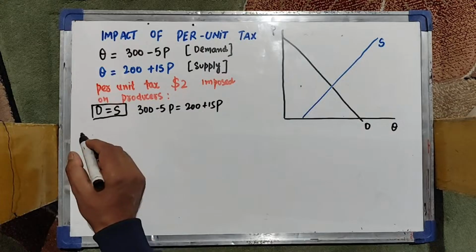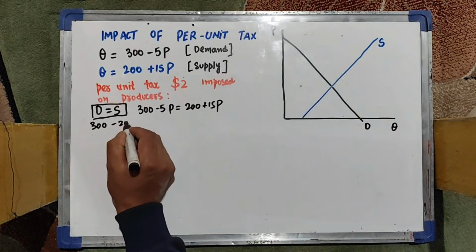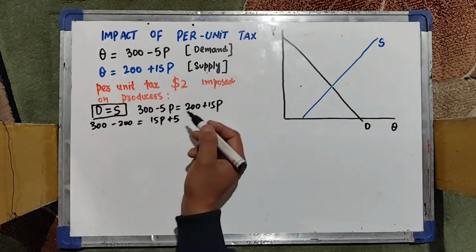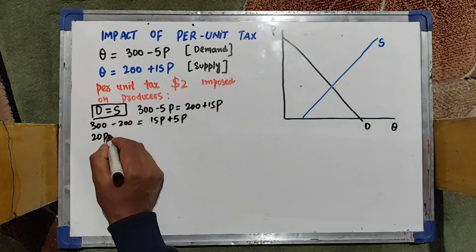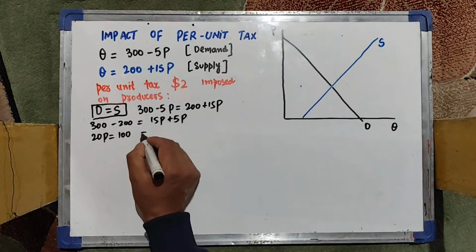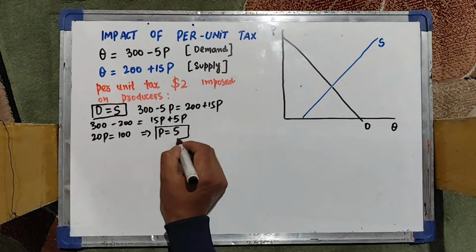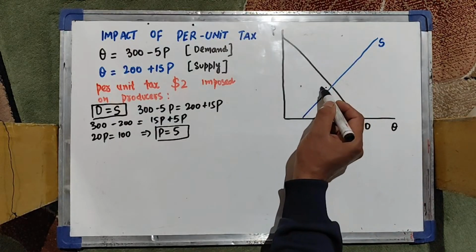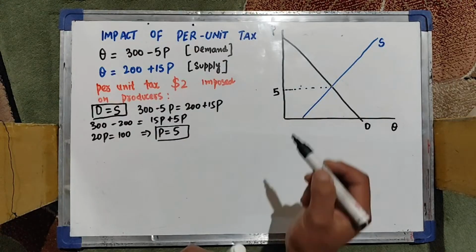Okay, solving for p, we have 300 minus 200 is equal to 15p plus 5p. Transposing the terms, we get 20p is equal to 100, dividing both sides by 20, so price will initially be equal to $5. So initial equilibrium price is $5. If I draw it like this, initially the market equilibrium price is $5.